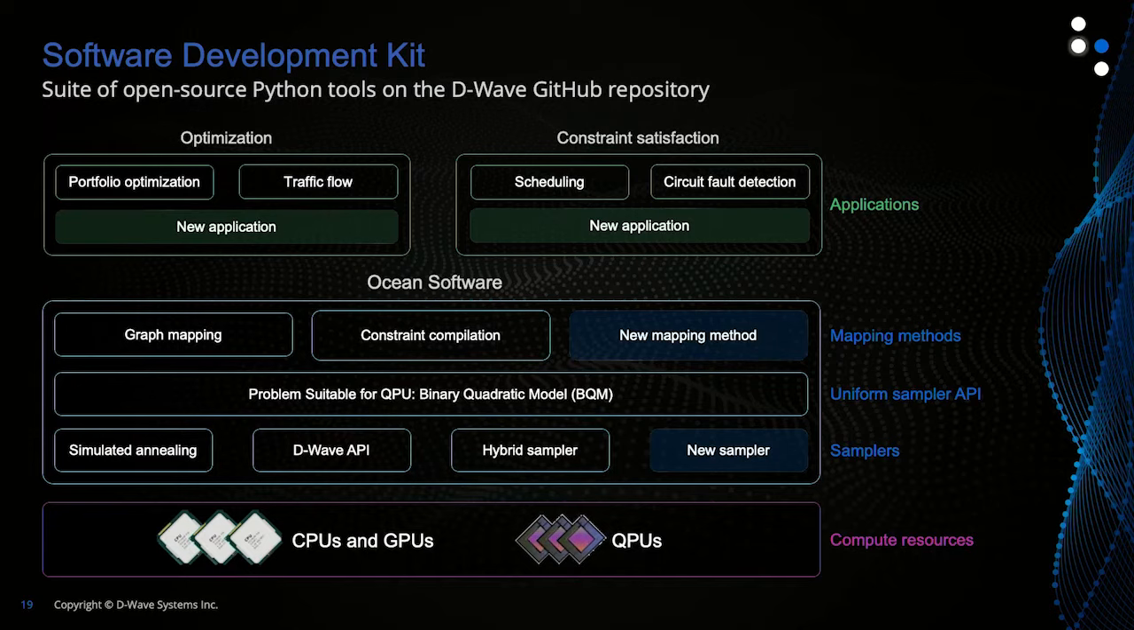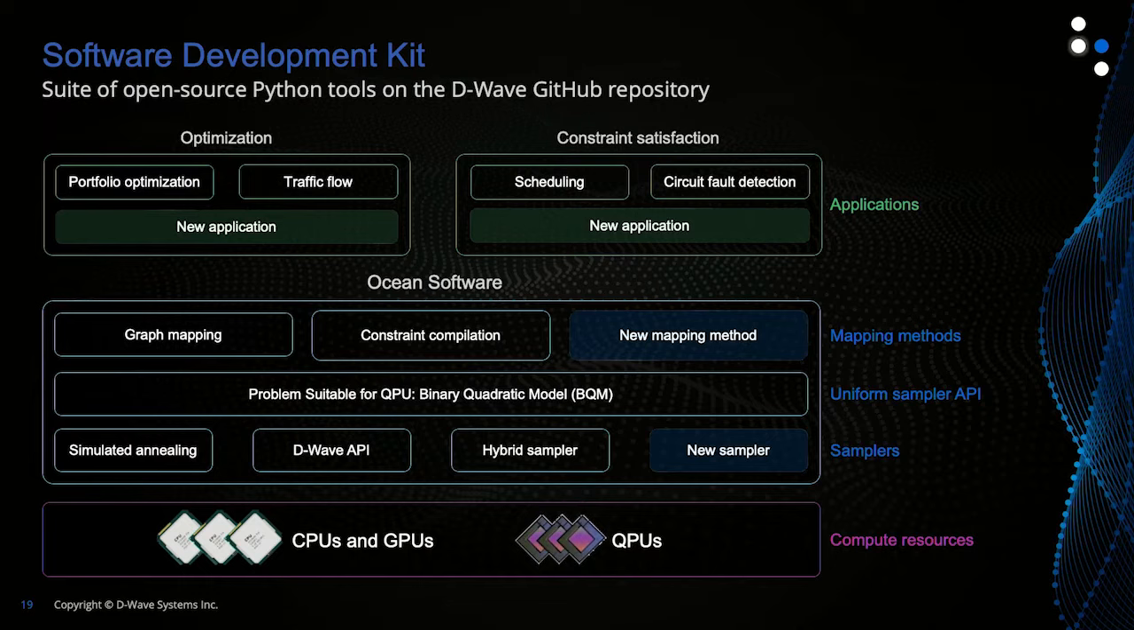Now, on top of this layer, we have a row that says mapping methods. These are for some more specific application domains like graph theory. So we have a graph mapping package called D-Wave NetworkX, which is really useful for working with some of those graph packages and those graph problems.